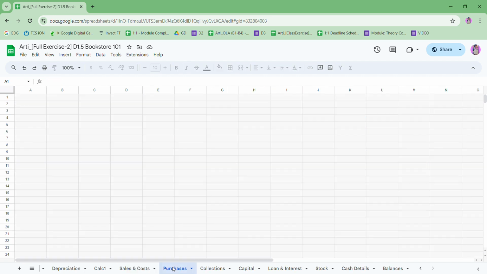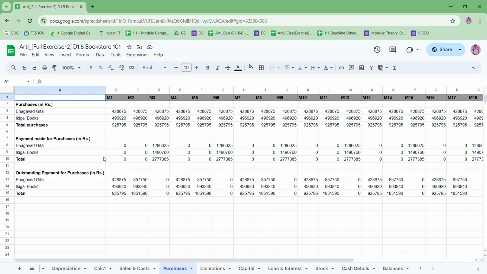Next we can see purchases. All the information can be seen here. Purchase in rupees has been calculated by multiplying purchase price with purchase quantity, and payment for purchases is made every 3 months. All this information can be seen here clearly. Outstanding payment for purchases can be calculated by deducting payment made for purchases from purchases. So it has been used in the balances, and we will see it further.